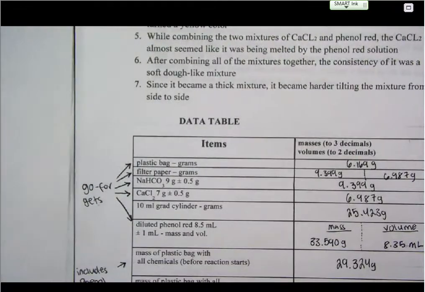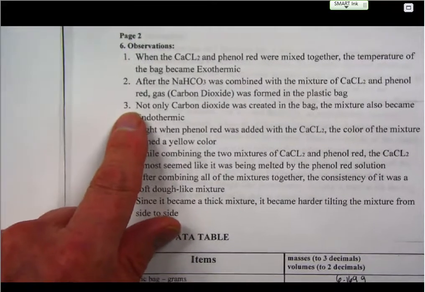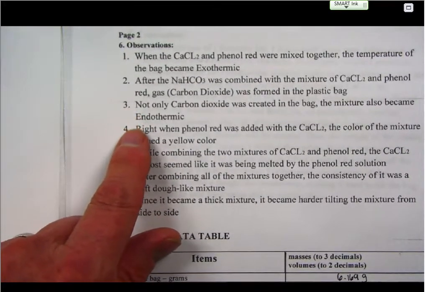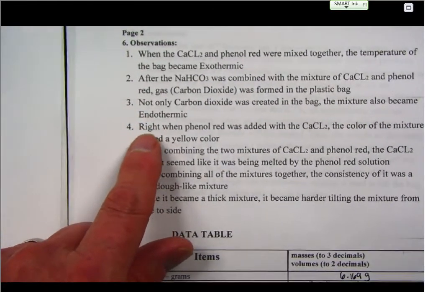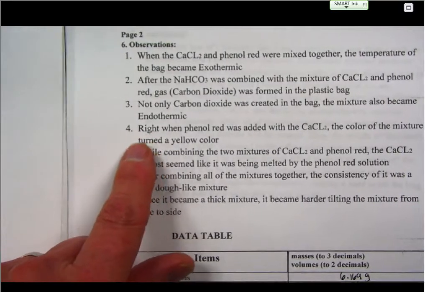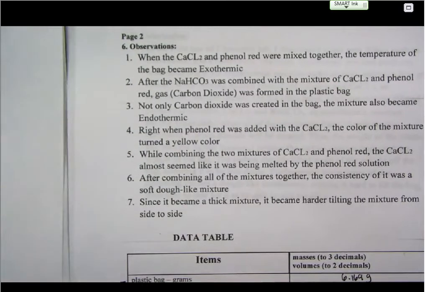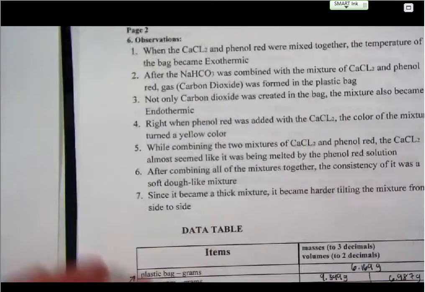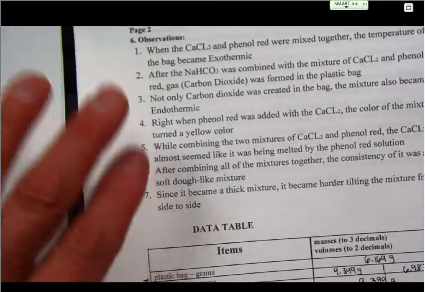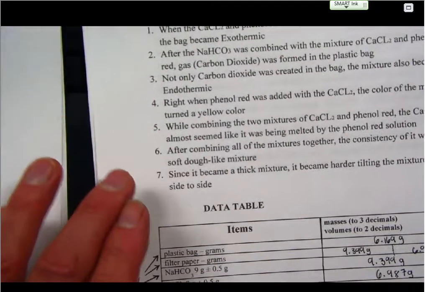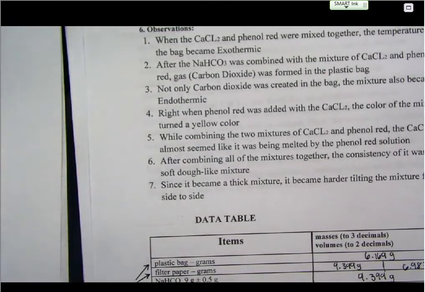Let's stick with these. Okay, not only carbon dioxide was created in the bag, the mixture also became endothermic. Okay, when they mixed, yes. You want to say the temperature went down. And because the temperature went down, you can make that a conclusion. That means that it was an endothermic reaction. Your observation is that the temperature went down, and that you had to do by feeling it.